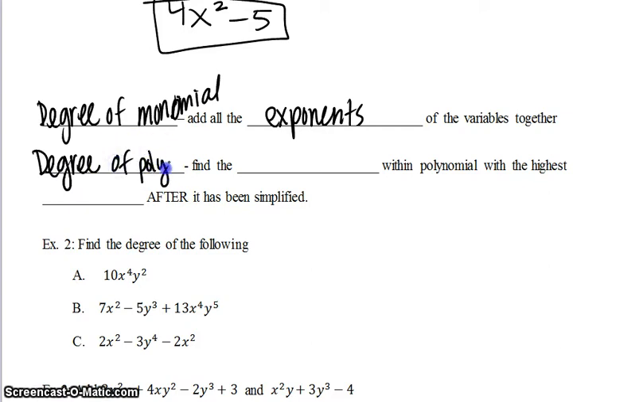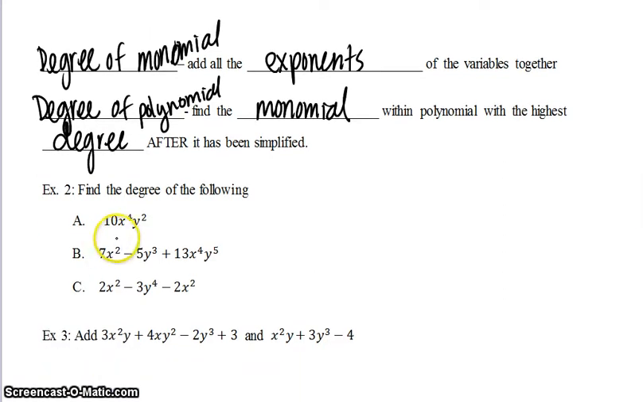A polynomial has more than one term, like binomial, trinomial. And in order to find its degree, we need to find the monomial within the polynomial with the highest degree after it has been simplified. Okay? So we're going to do some examples.